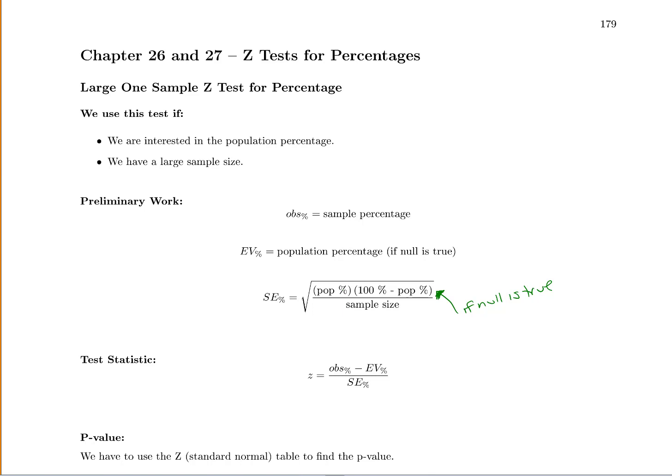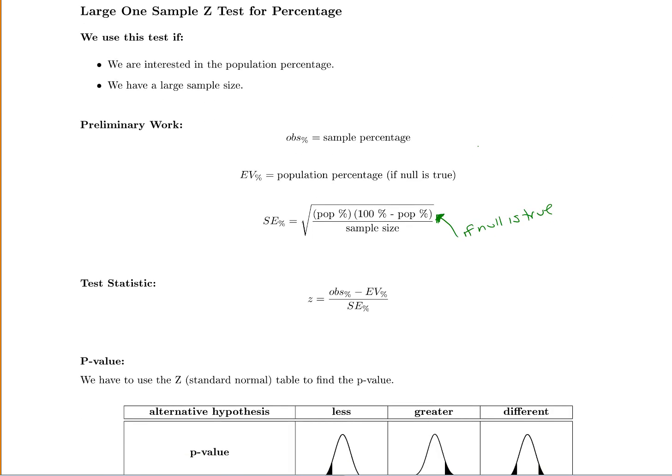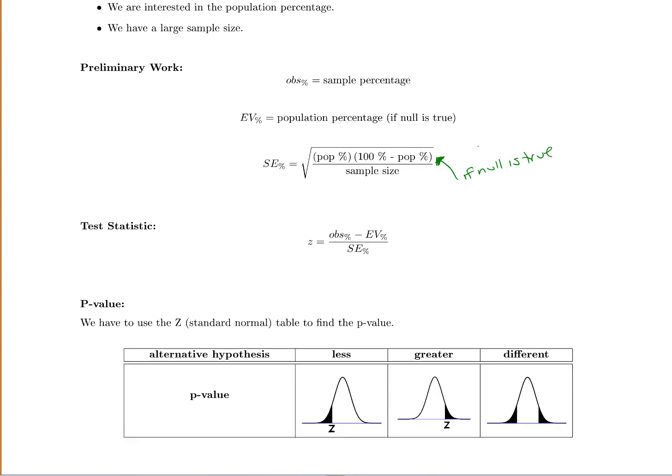Your test statistic then, just like before, z equals observed minus expected value over standard error. So it's the same test statistic, we just put percentages because we're dealing with percents. And for the p-value, once again, we're going to use the standard normal table to find our p-value. So if your alternative is less than, you'll shade to the left. Greater than, you'll shade to the right. And different, you'll shade in both tails.